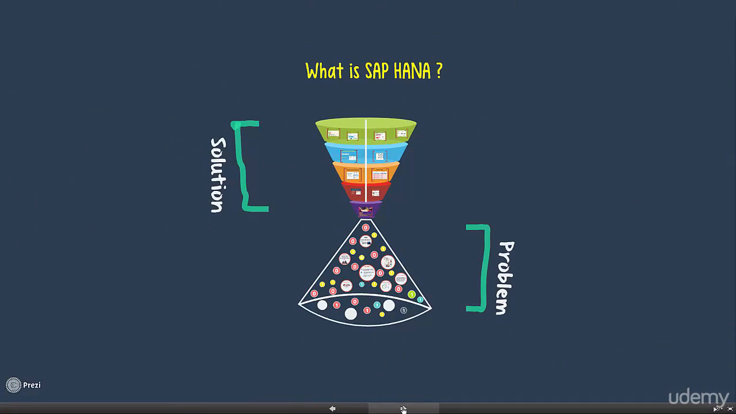So all these innovations of HANA makes it super fast. And in the next topic, we'll dig a little bit more deeper in the innovations and get more details on the same.